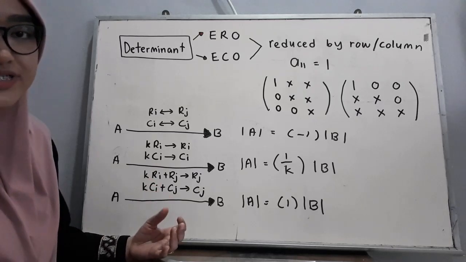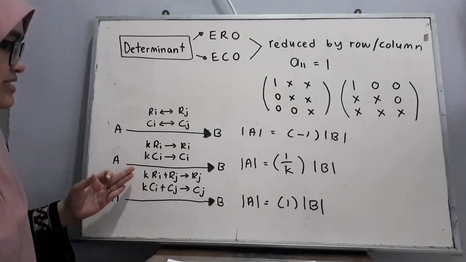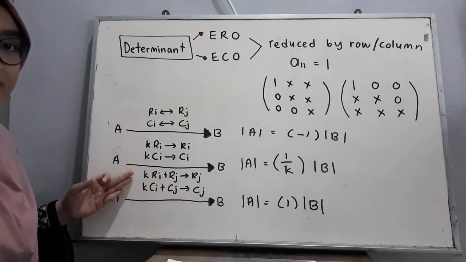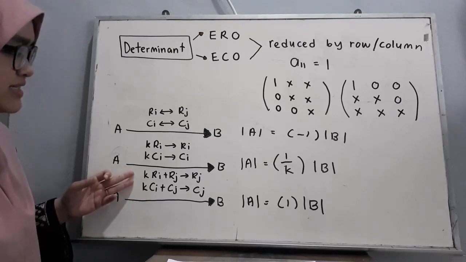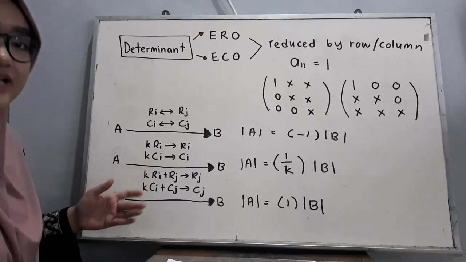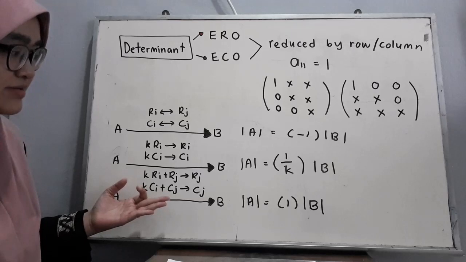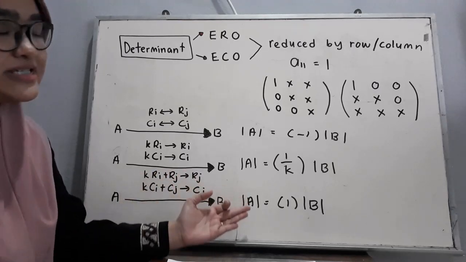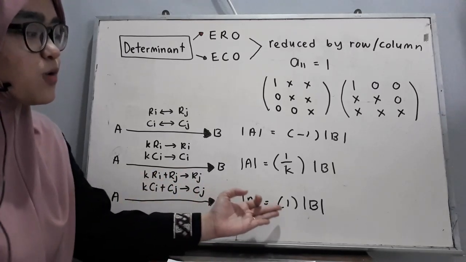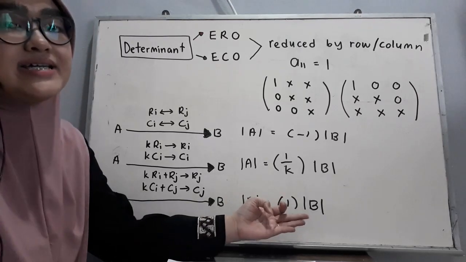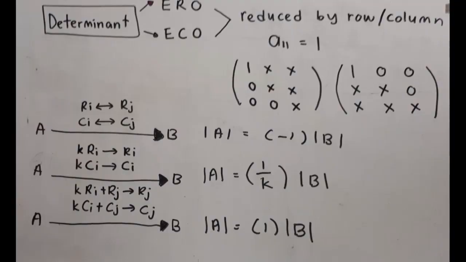And the last operation is when we multiply a row or column by a constant and then add it to another row or another column. And then determinant A equals 1 multiplied by determinant B.